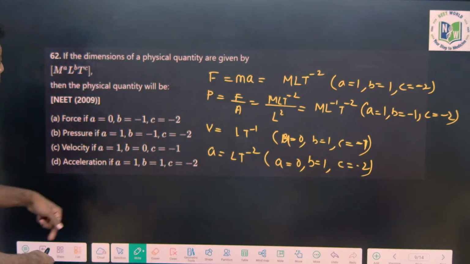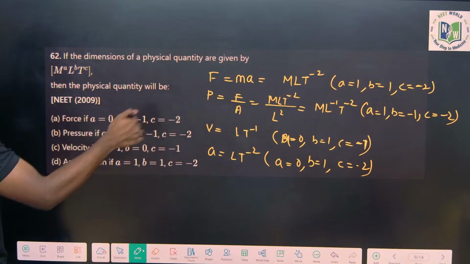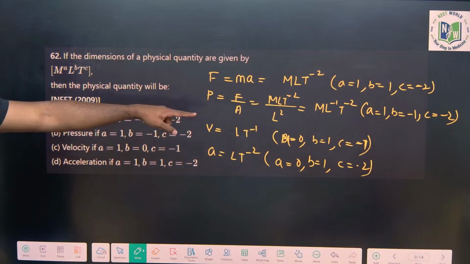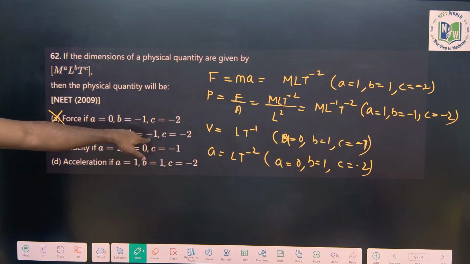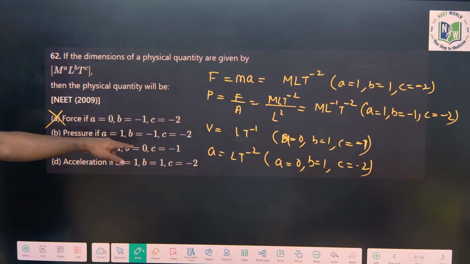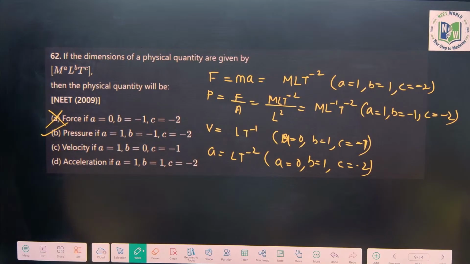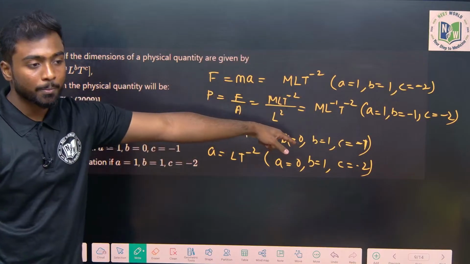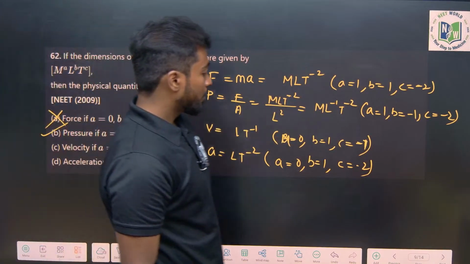Now if I verify the options, first option, a is equal to 0, wrong. Second option, a is equal to 1 is there, b is equal to minus 1, c is equal to minus 2. What about velocity? Yes. So option B is the correct answer. Pressure, a is equal to 1, b is equal to minus 1, c is equal to minus 2. Understood now? We'll go for the next question now.